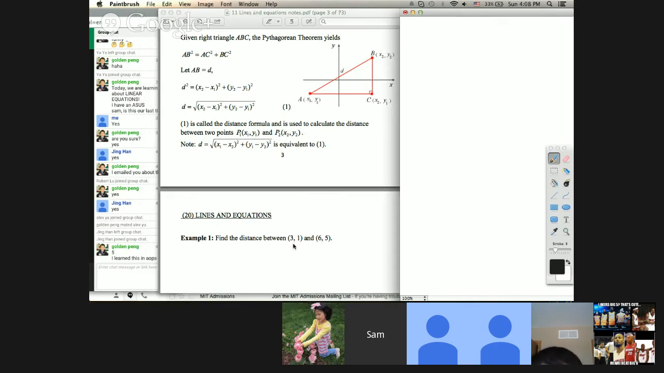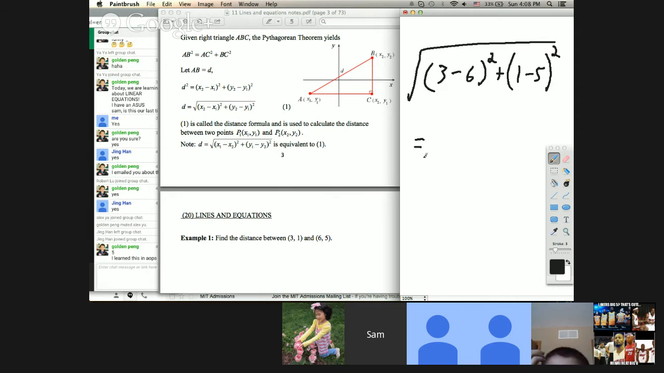So the difference between the x points: this one is 3 minus this one is 6. And then you square that. And you add that to the difference between the y's, 1 and 5, and you square that. And you take the square root of that. So this equals the square root of, 3 minus 6 is negative 3, 3 squared is 9, plus 1 minus 5 is negative 4, 4 squared is 16, and that's the square root of 25. So the answer is 5.